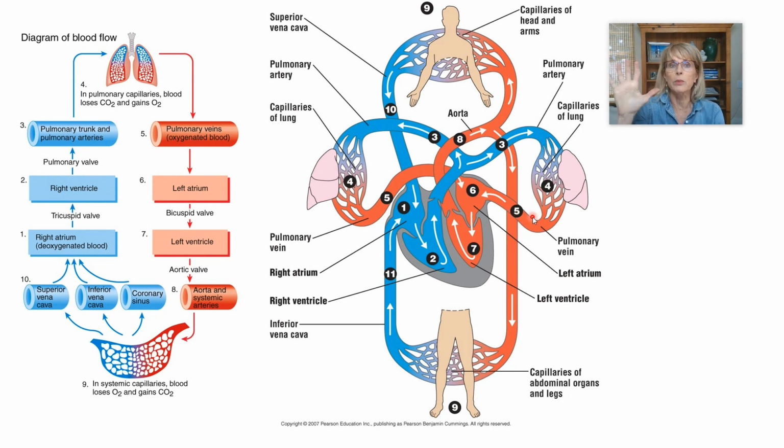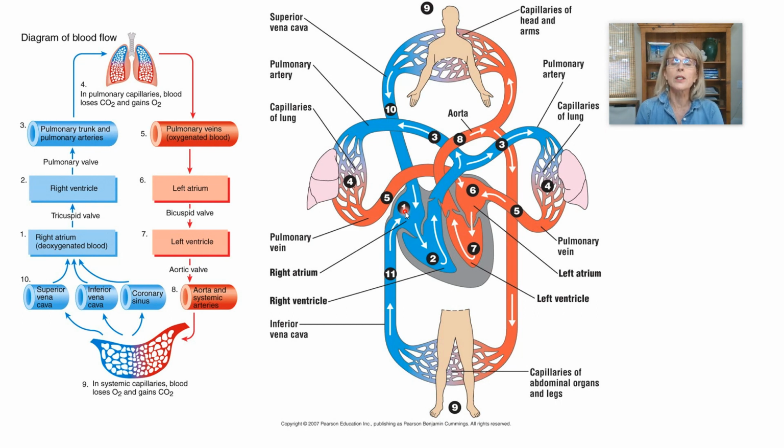Number 5, pulmonary veins. And then it goes into the left atrium, from the left atrium into the left ventricle. Out the left ventricle through the aorta, drops off all of that wonderful oxygen, picks up the nasty old CO2, brings that back either through the superior vena cava or the inferior vena cava, or back in the right atrium.